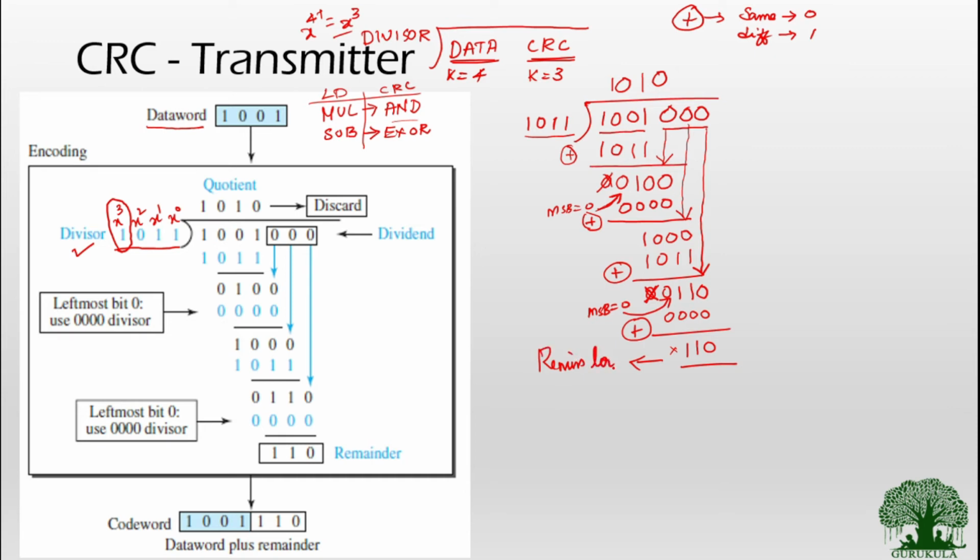So this is the remainder that we have obtained by performing the cyclic redundancy check. This is what is actually performed in the cyclic redundancy check. So this is my CRC, which I wanted to append to my data.